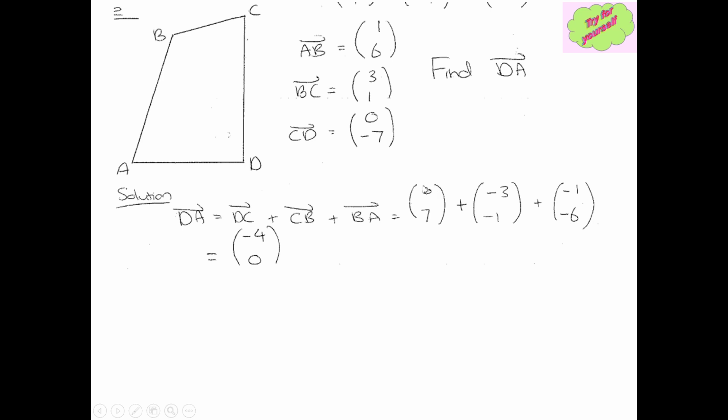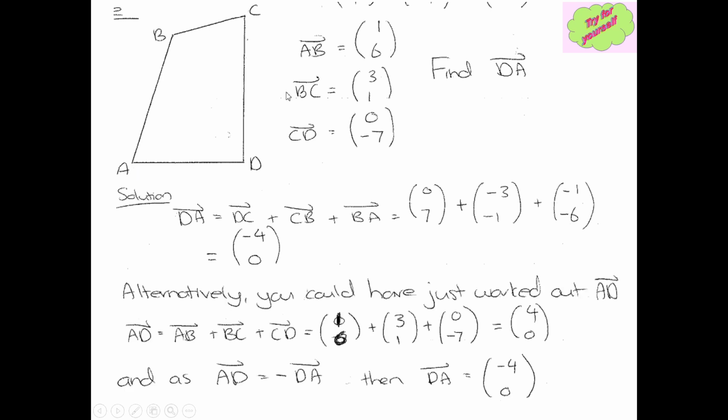Add these together, add the x component: 0 plus -3 plus -1 gives -4 x movement overall. And 7 plus -1 plus -6 gives you 0 overall. Does make sense. Going from D to A, you're going backwards by 4, and you don't appear to be going upwards or downwards at all.